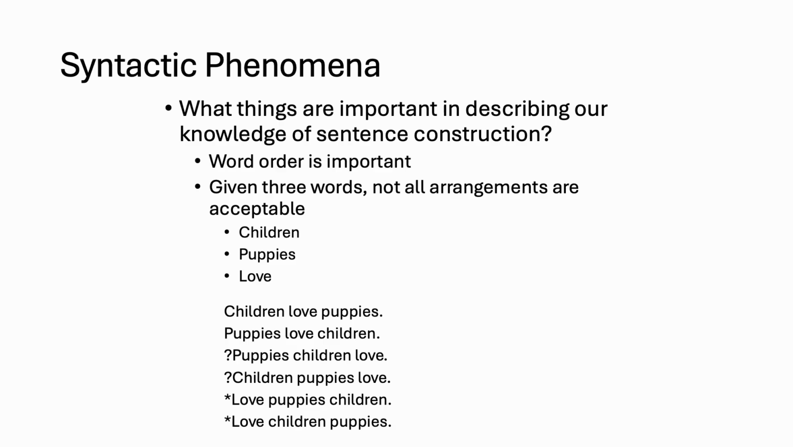Well, we know that word order is important. Given three words, not all arrangements are acceptable. So let's say we have the words children, puppies, and love. We could say children love puppies, and we can say puppies love children. Puppies children love? Yes, sometimes. Children puppies love? Sometimes. Love puppies children? No. Love children puppies? No. So let's look and see why it is that word order is important. We'll get to that in just a little bit.